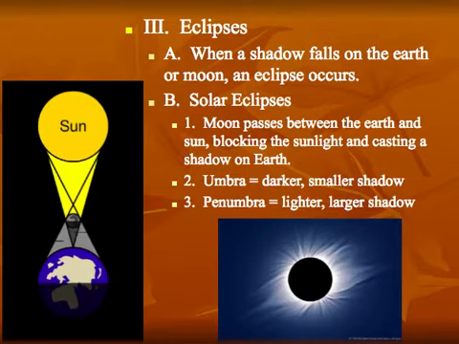Eclipses are when a shadow falls on an object in space. The light is blocked to it somehow. So a solar eclipse is when the moon passes between the Earth and the sun, blocking the sunlight, casting a shadow on the Earth. There are 2 different kinds of shadows that occur. This little tiny shadow here in the middle, this tiny cone-shaped dark shadow, is called an umbra. So the smaller shadow gets the shorter word. Penumbra is this larger, lighter shadow on the outside of that cone, and that is called a penumbra.